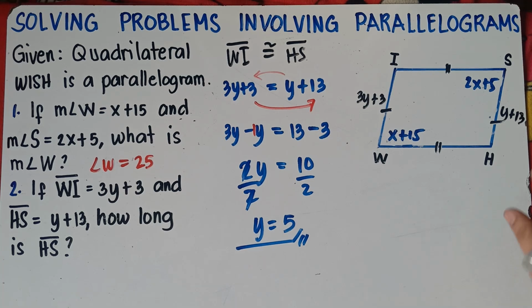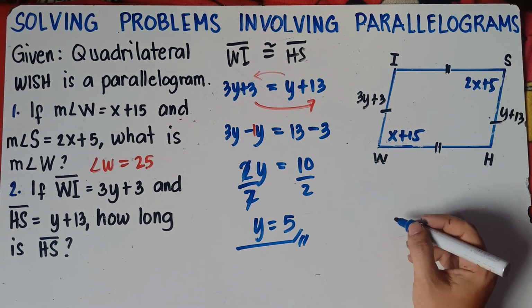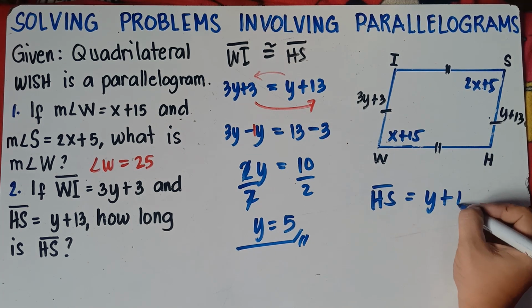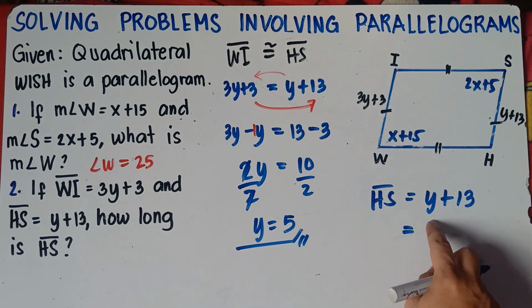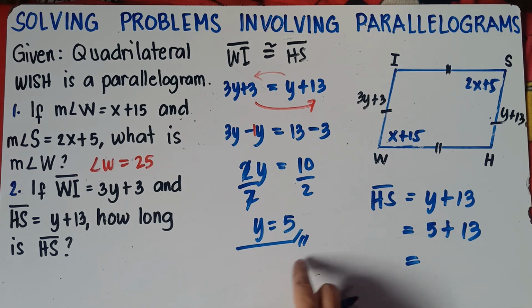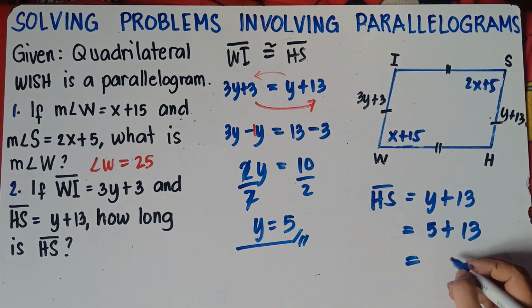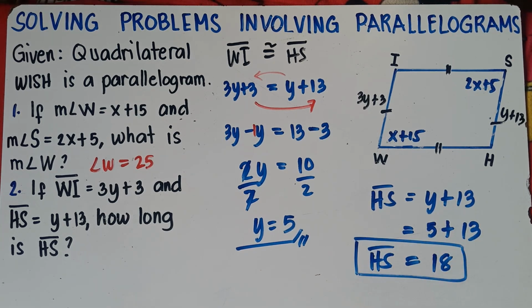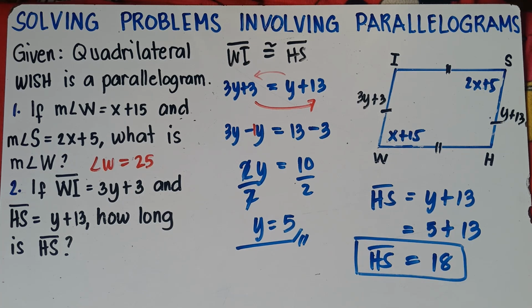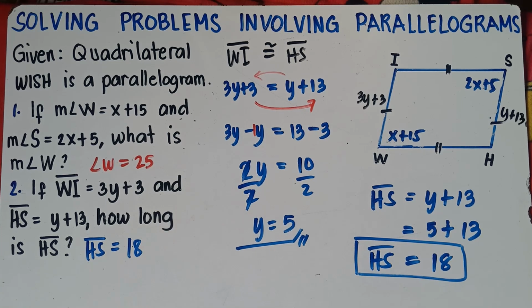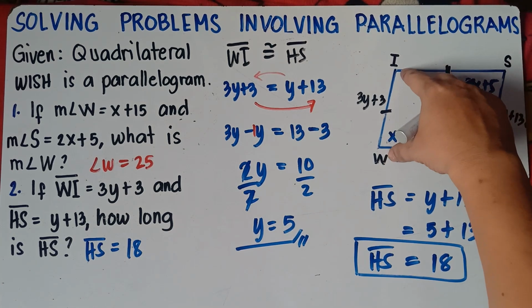You're not yet done because we need to find HS. So the measure of line segment HS is equal to y plus 13. Our y is 5, so 5 plus 13. Once again, substitute the value of y, class, that is 5. So 5 plus 13 is 18. So line segment HS is equal to 18. That's it, class. That's the answer for number 2. Line segment HS is 18. So if this is 18, therefore WI is also 18.